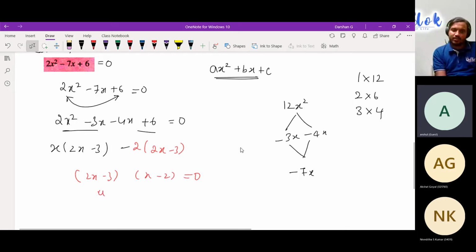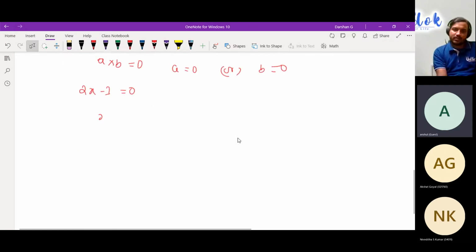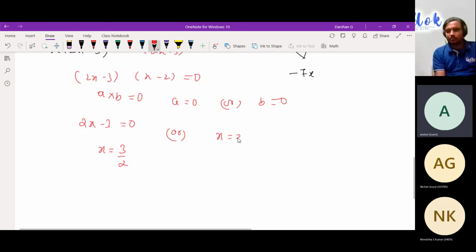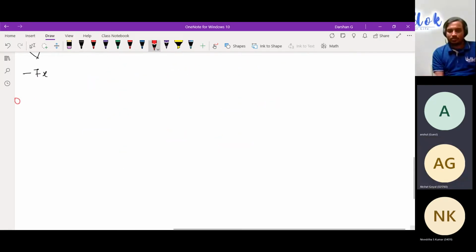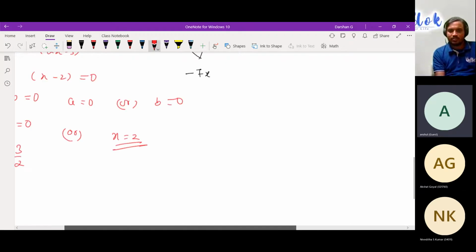From here, it is very simple. a into b is equal to 0, that means a is 0 or b is 0. So it is 2x minus 3 equals 0. Did anybody get the answer as 3 by 2? Yes, sir. Okay. So the next one, x is equal to 2, right? That's how you solve this.